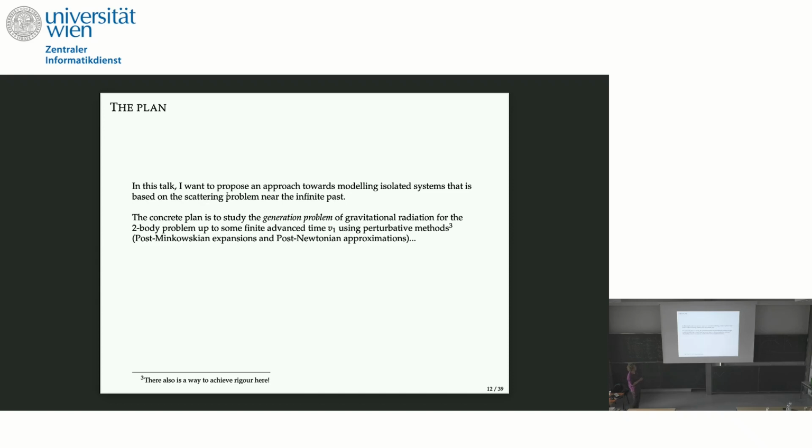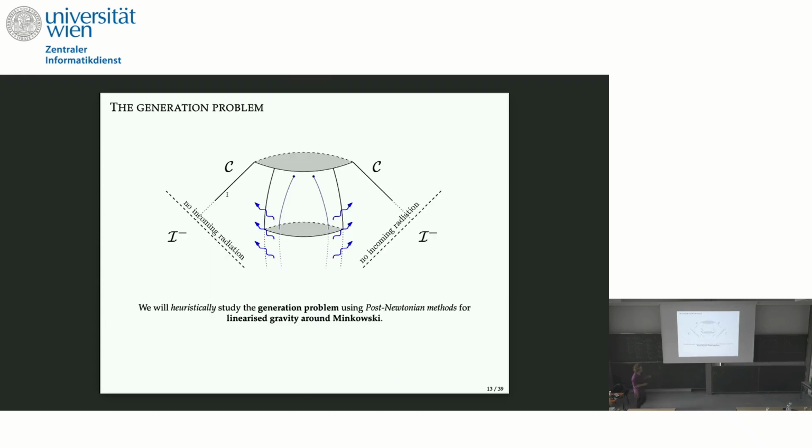Firstly, the concrete plan for this talk, though it works more generally, is to study the generation problem of gravitational radiation for the two-body problem up to some finite advanced time using perturbative methods. And then once we reach that finite advanced time, we want to rigorously study the propagation problem of how gravitational radiation propagates towards future infinity from that finite advanced time. These sentences are maybe a little harder to understand, so I drew some pictures which have their analogs on this blackboard here, so that you can refer to them whenever you want.